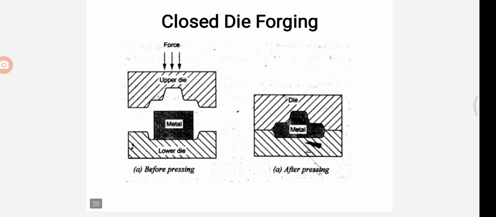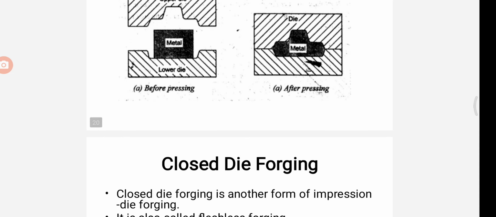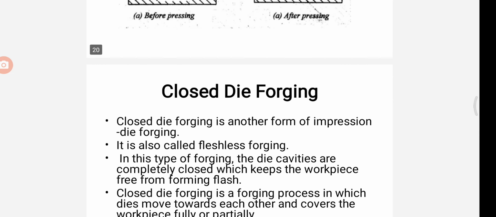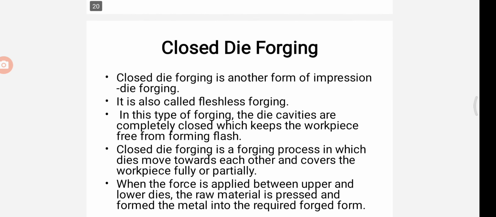Next, closed die forging. This is another form of impression die forging. It is also called flashless forging. In this type of forging, the die cavities are completely closed, which keeps the workpiece free from forming flash. Closed die forging is a forging process in which dies move towards each other and cover the workpiece fully or partially.